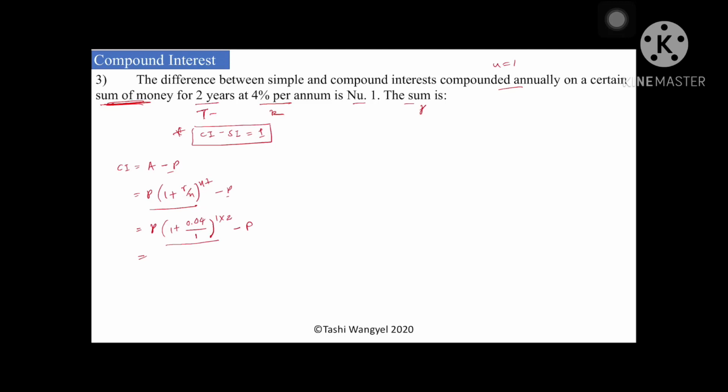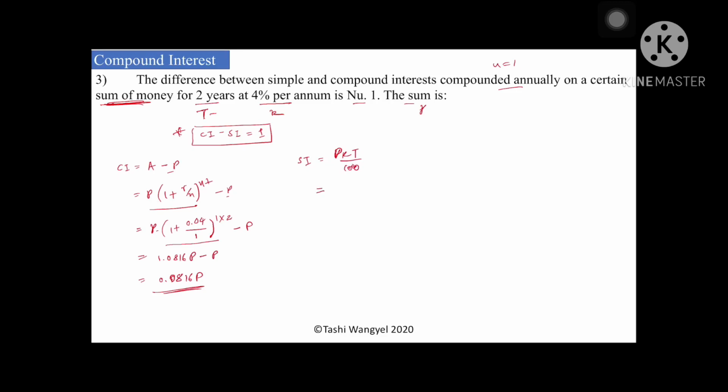1.0816 times P minus P. So subtracting, we get 0.0816 P as the compound interest. Simple interest is PRT by 100.